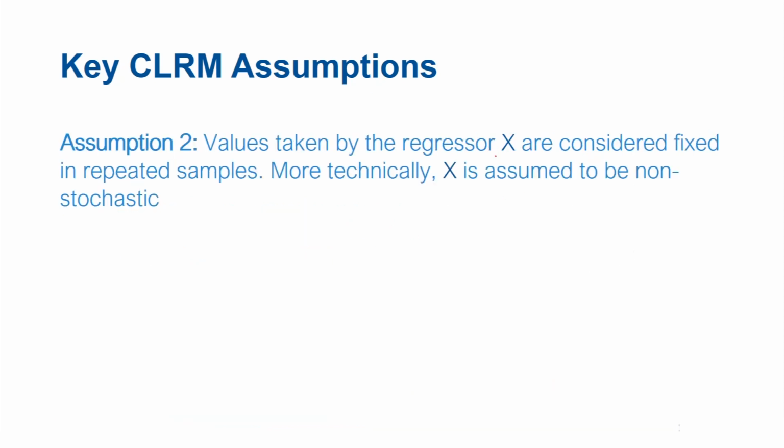The second assumption here is that the values of x in repeated samples are fixed. That means they are not stochastic and they do not have any random component. So they are fixed in nature. Unlike y or the error term, they are not stochastic. They don't have any probabilistic distribution. They are fixed and estimated with certainty. There is no stochastic aspect of x.